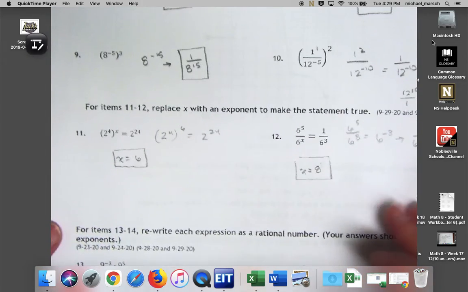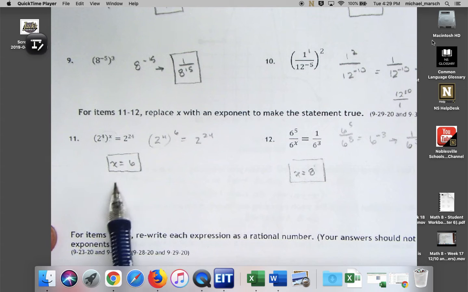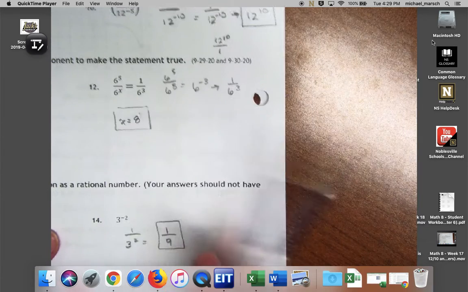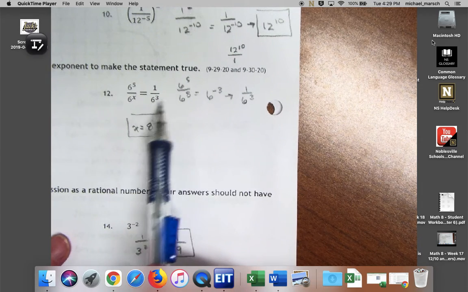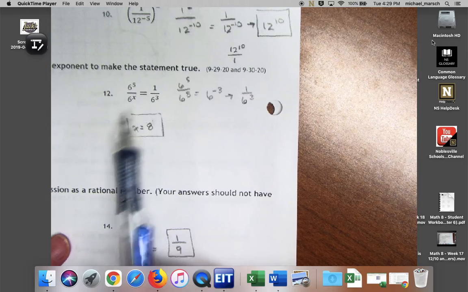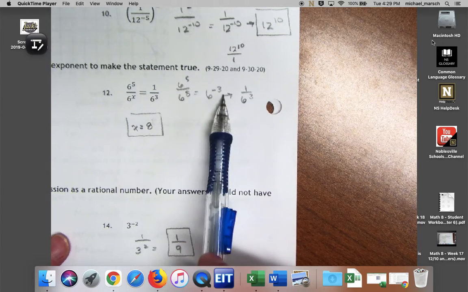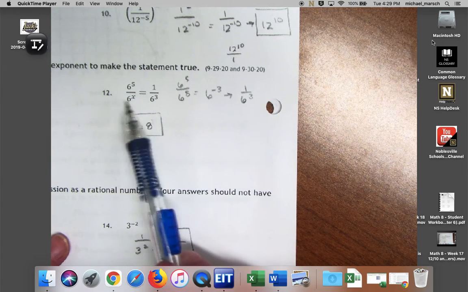Number 11. This is where we have to find what x could be, so that when I multiply these, because that's what you do on that rule, I would get 24. Well, x has to be 6 because 4 times 6 is 24. Similarly, I need to make this so that I was forced to do 1 over 6 to the 3rd. So this has to be an 8 because 5 minus 8 would give me -3. -3 would then be forced to the denominator. So that's how you get x equals 8 for number 12.